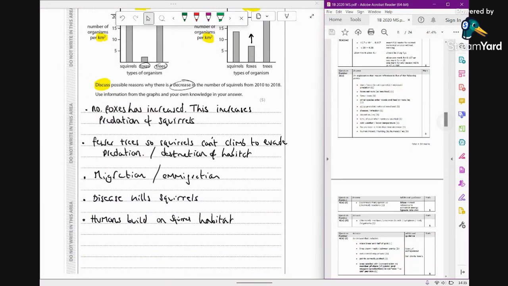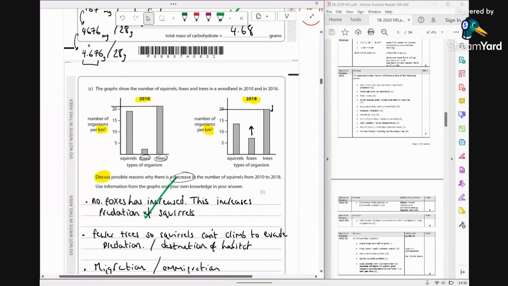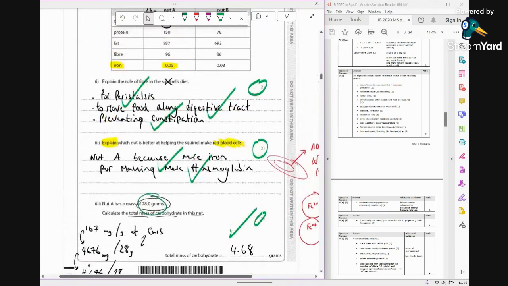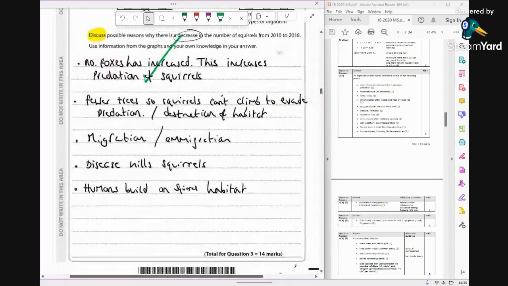So this is for foxes. So more foxes to eat the squirrels, or increase predation. So annoying, only 1 mark for all of that. That's annoying. Foxes eat nuts, so less food. Oh, of course they do. Didn't put that. Drat. It even showed a picture of the squirrel eating a nut. Okay, never mind. Learning opportunity there.